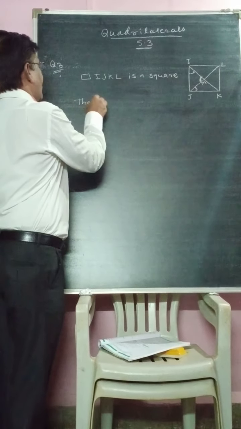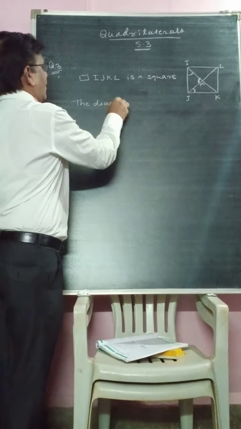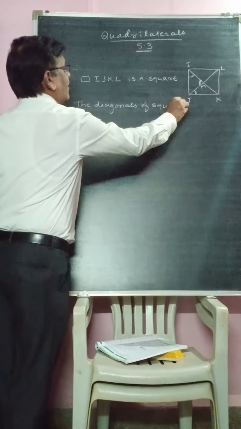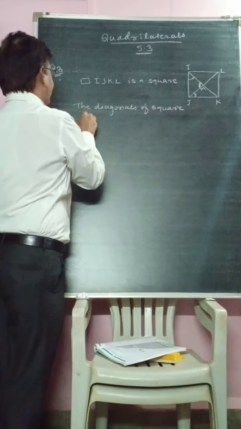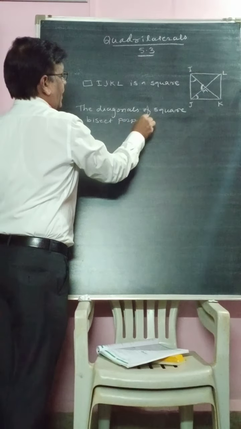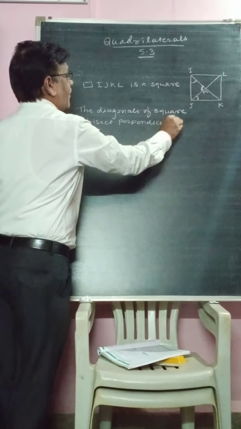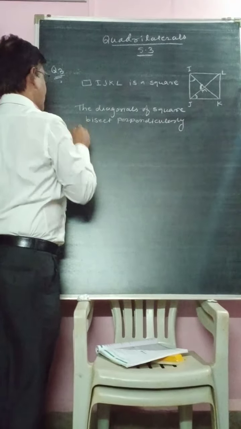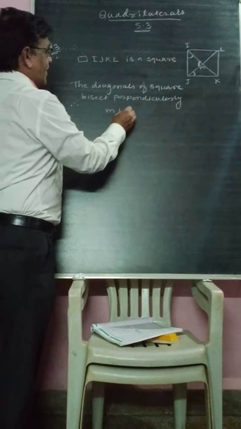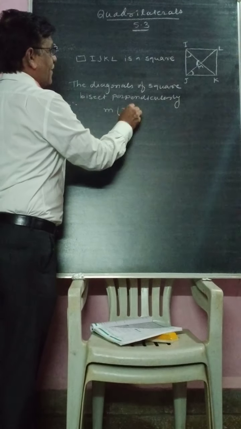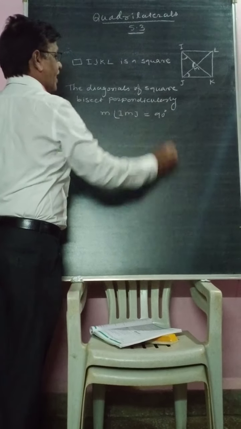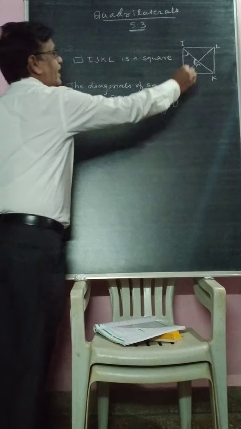The diagonals of a square bisect perpendicularly. Therefore, by using this property you can say that the measure of angle IMJ is equal to 90 degrees. So this angle is 90.